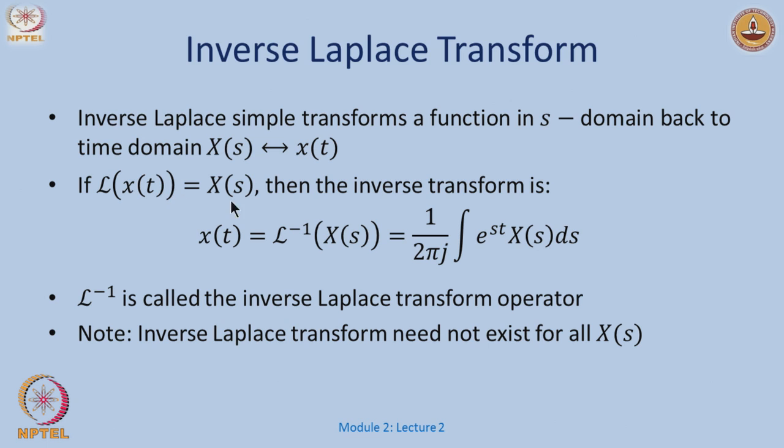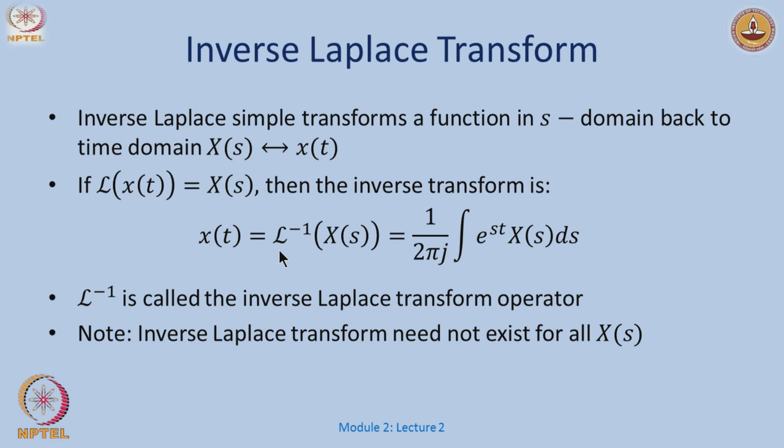If given X(s), the inverse Laplace transform is computed by this formula. L inverse of X(s) is 1 over 2 pi j integral e power s t X(s) ds, and this L inverse is called the inverse Laplace operator.